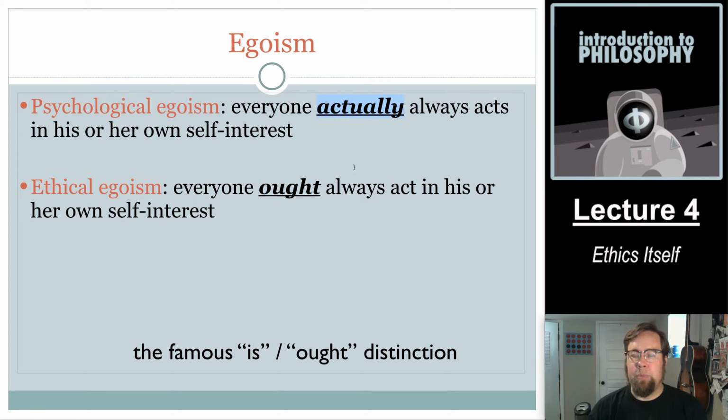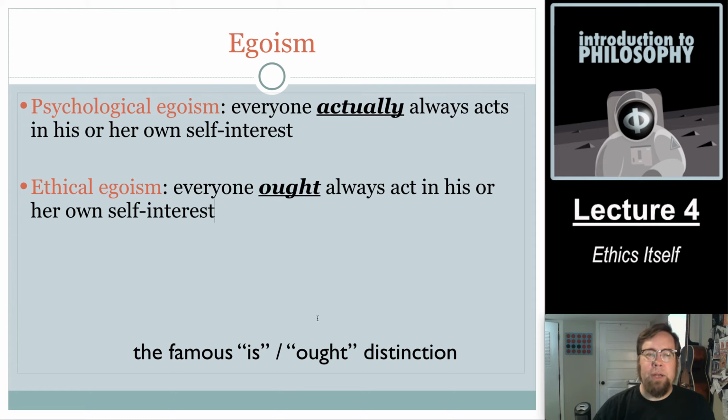And I hope you can appreciate that there's a big difference between what ought to be true and what actually is true. So you ought to study for your classes. You ought to be nice to people. But are you always actually doing what you ought to be doing? Probably not. No one is perfect. This is an illustration of what philosophers famously call the distinction between what is and what ought to be. This is the distinction between is and ought. Psychological egoism is making a statement about what is, and ethical egoism is making a statement about ought.